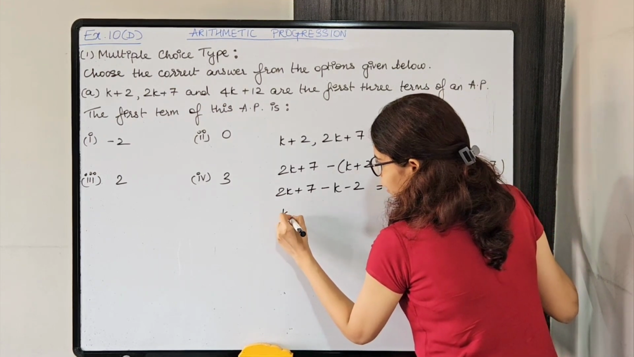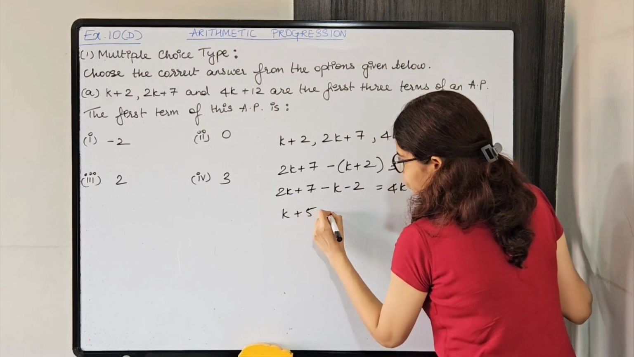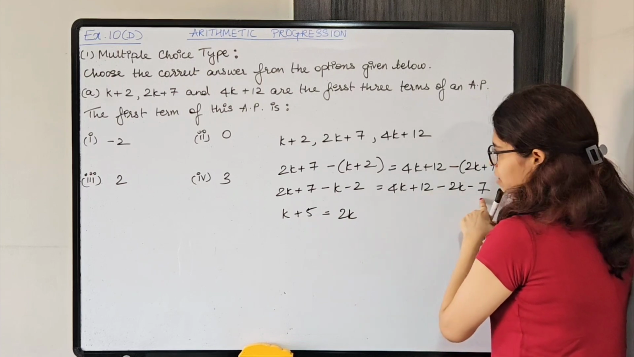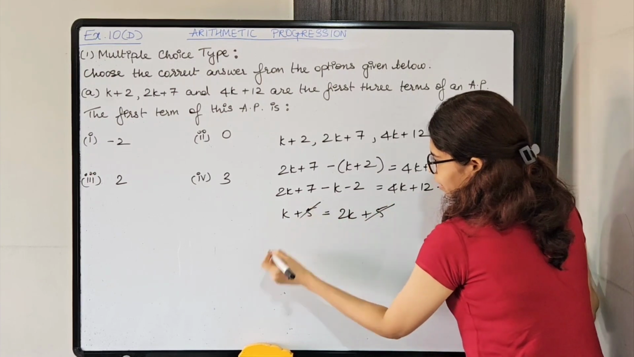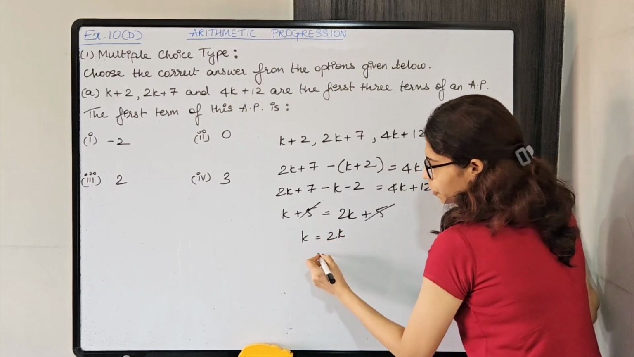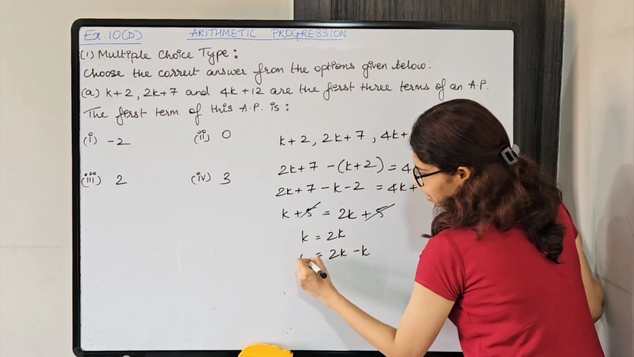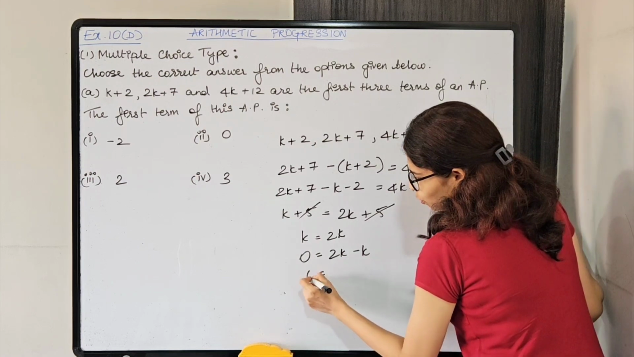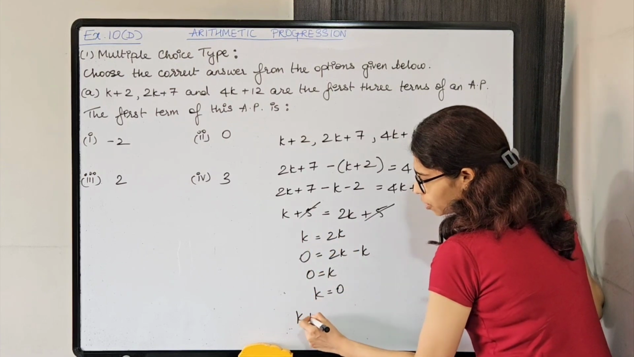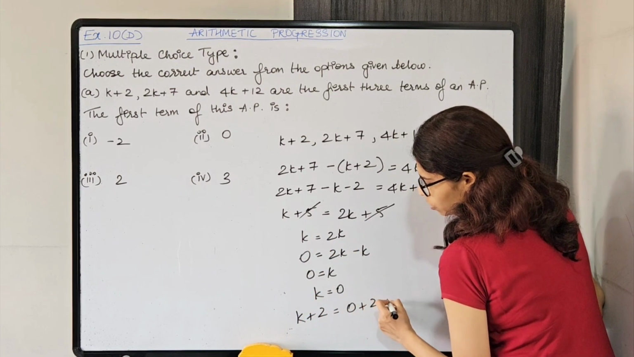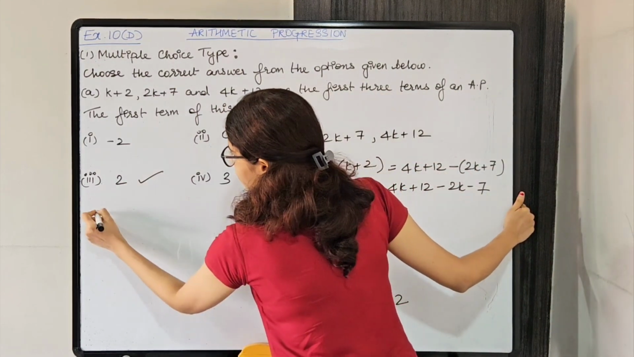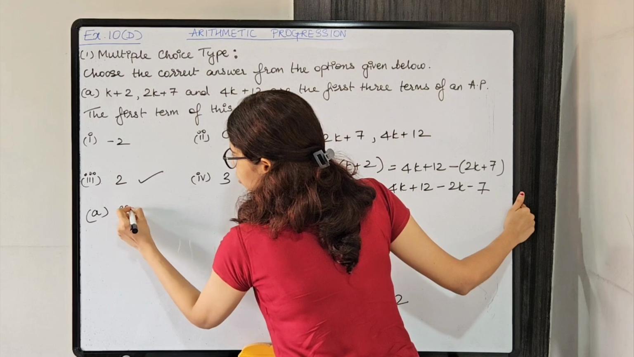2k minus k will give k. 7 minus 2 will give 5. 4k minus 2k will give 2k. And 12 minus 7 will give 5. 5 cancel हो जाएगा. So we are left with k is equal to 2k. k को shift करते हैं. यहाँ पे 0 बचेगा. So k is 0. So k plus 2, that is first term, will be 0 plus 2, which is 2. Okay, so first term of the AP is 2. So correct option is third option.